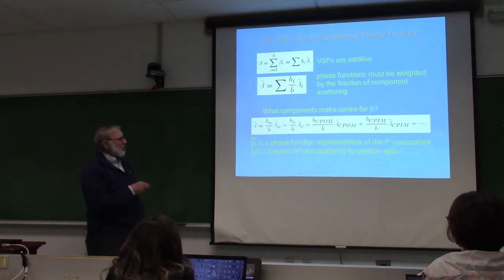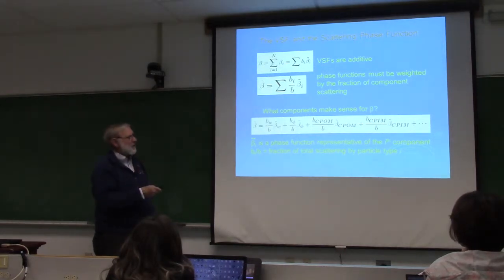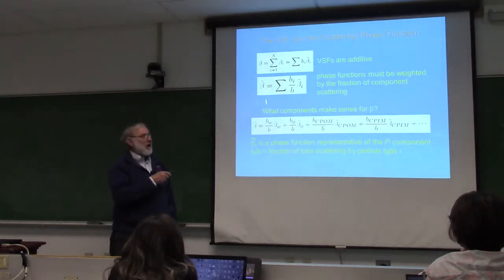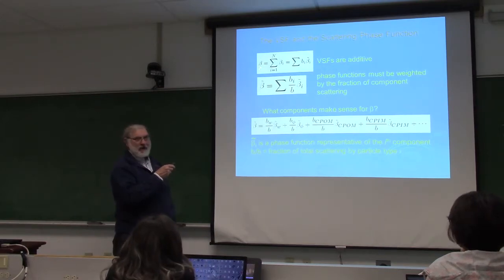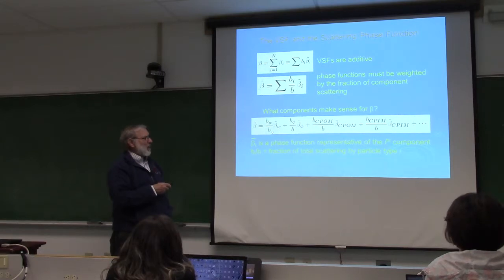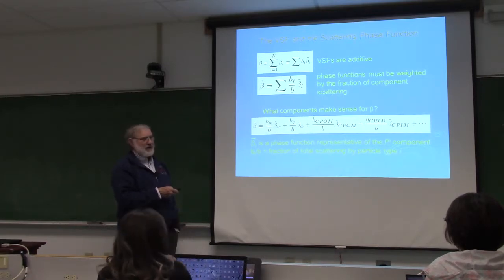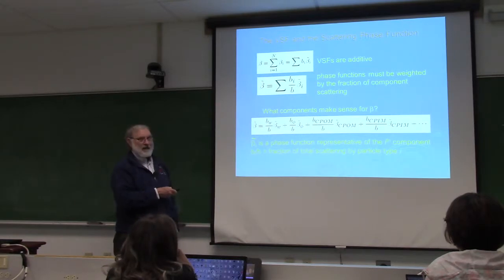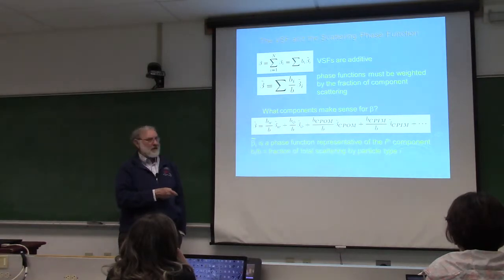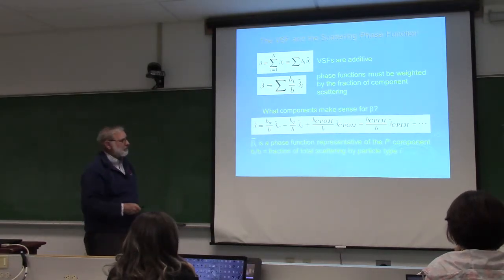So then what components does it make sense to use when we want to model the total volume scattering function or the total phase function? Well, we're going to have water. We're always stuck with that. We probably want to have phytoplankton, maybe colored particulate organic matter, particulate inorganic matter, aka mineral particles. Then maybe you also have air bubbles or oil droplets or whatever, so you add those in.